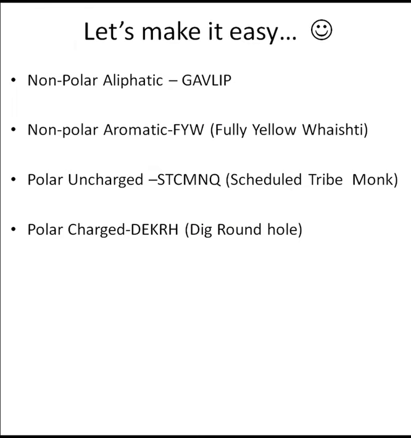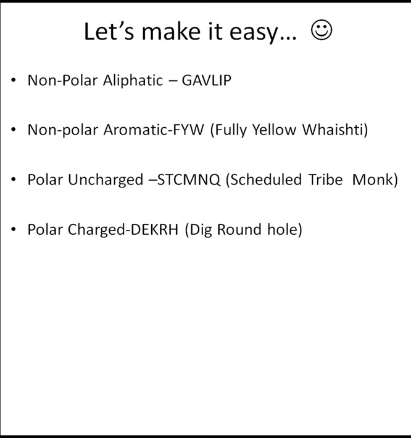So we all know they have been classified into four groups: non-polar aliphatic, aromatic, uncharged, and charged. So what I'm going to say is a monk called GAVLIP is wearing a fully yellow vesti. He's a scheduled tribe monk. After his death, that monk has been buried in a round hole. Okay, we are digging the round hole and burying. So it will be easy for you, right?